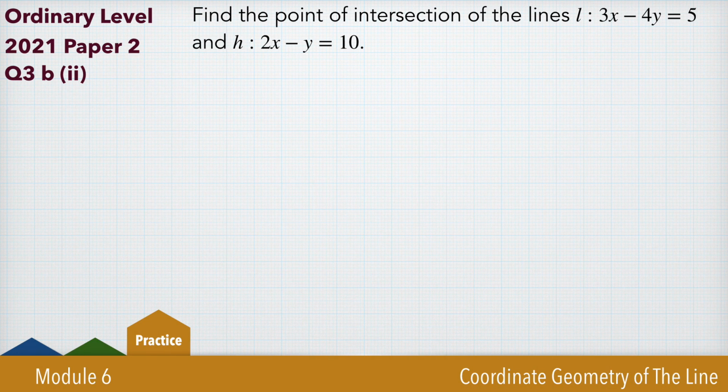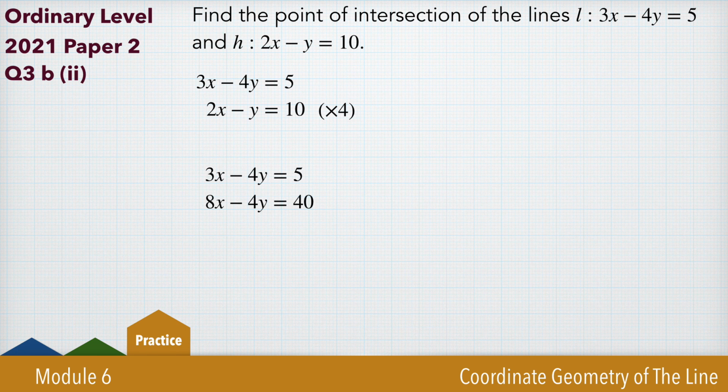Here we must find the point of intersection of the lines L and H. As they are both linear equations, we will use the method of elimination. Writing the equations over each other, we see that neither variable is equivalent. Therefore, we will multiply the second equation by a constant of 4. Rewriting the equations, we see that the y terms are now equivalent, so the y terms will be eliminated.